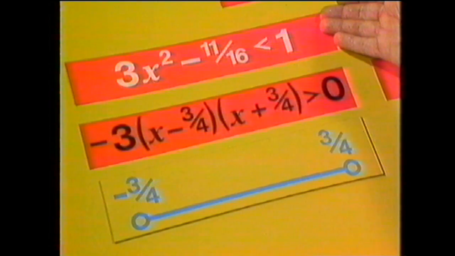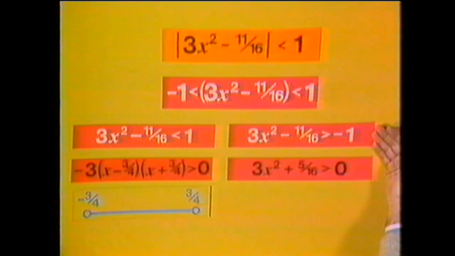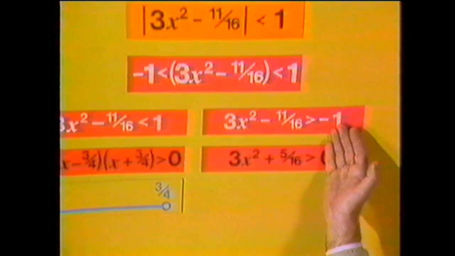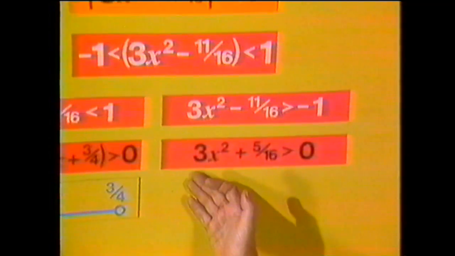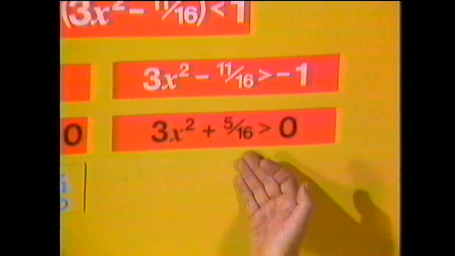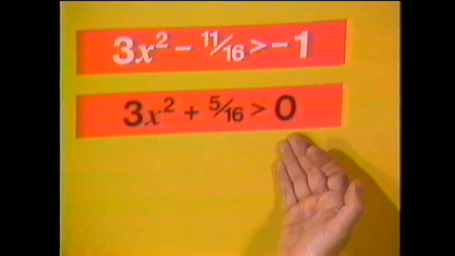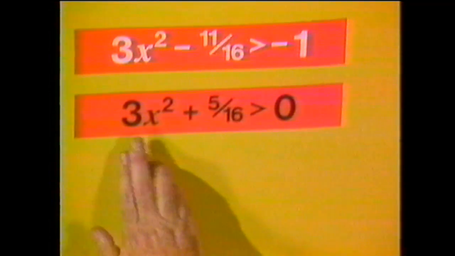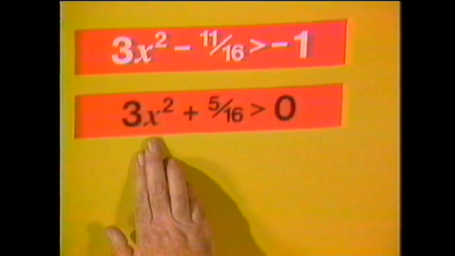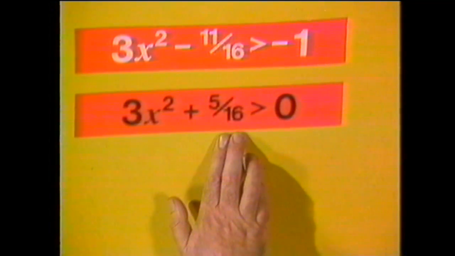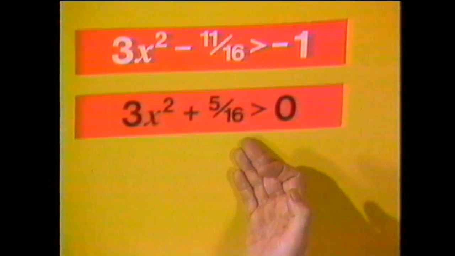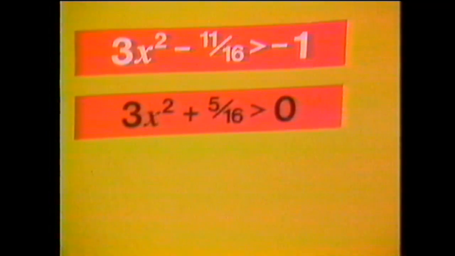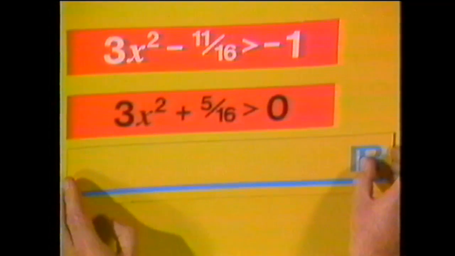But we want values of x which satisfy this inequality as well. Now, this inequality means that this minus this is positive. So 3x squared plus 5/16 must be positive. So look at x squared. That's always positive or 0, and so is 3x squared. And we add on 5/16. So this whole expression is always positive for every value of x. So this inequality is always true.